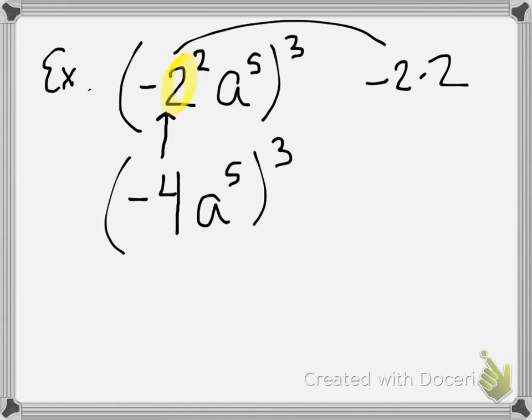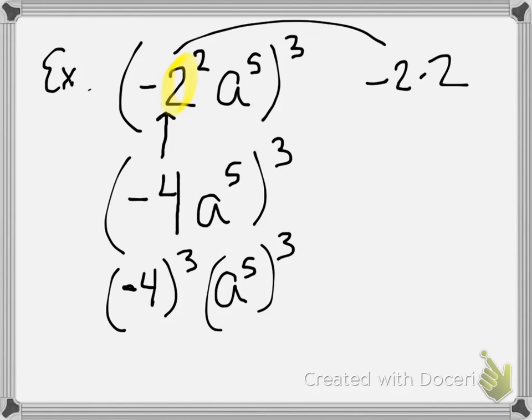So now, if I separate these out, I have negative 4 cubed, and I have a to the 5th cubed. So negative 4 cubed does really mean negative 4 times negative 4 times negative 4. And that ends up being negative 64. And a to the 5th to the 3rd, if I multiply my exponents using that shortcut, is a to the 15th. And that's my final answer.